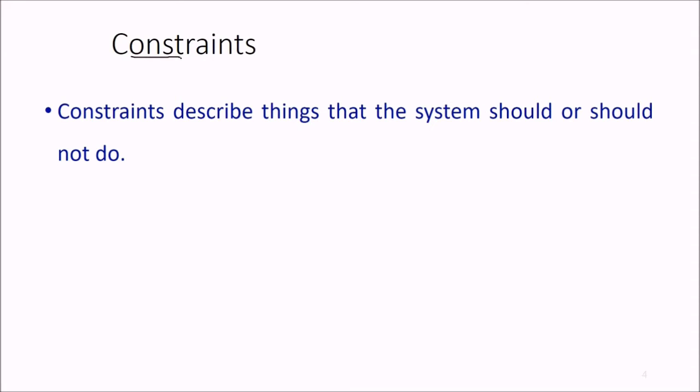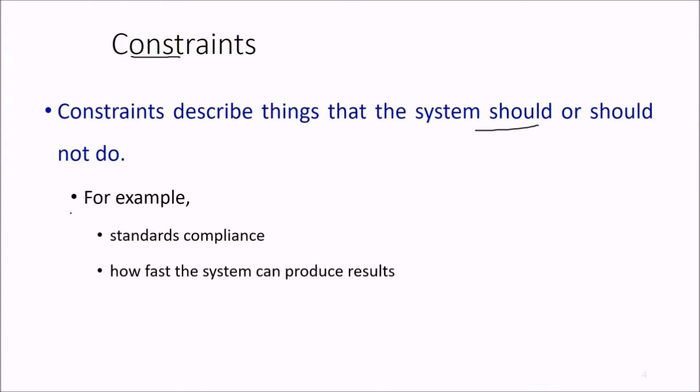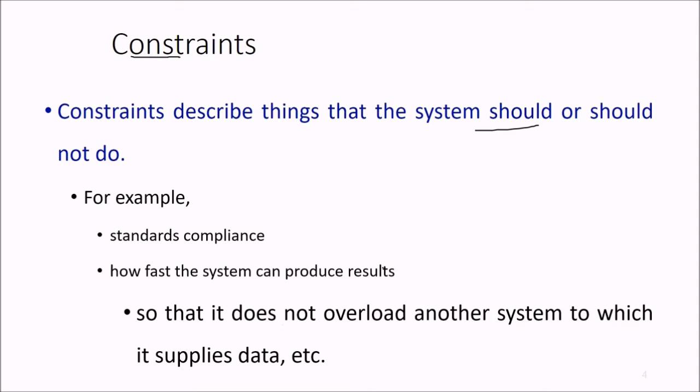And then the third part of SRS: first is functional, second is non-functional, and third is constraints. So what is a constraint? Constraints describe things that the system should or should not do. For instance, standards compliance. We want the software to be standard compliant. And how fast the system can produce results. About producing results, it should not overload another system to which it supplies data. These are all constraints.